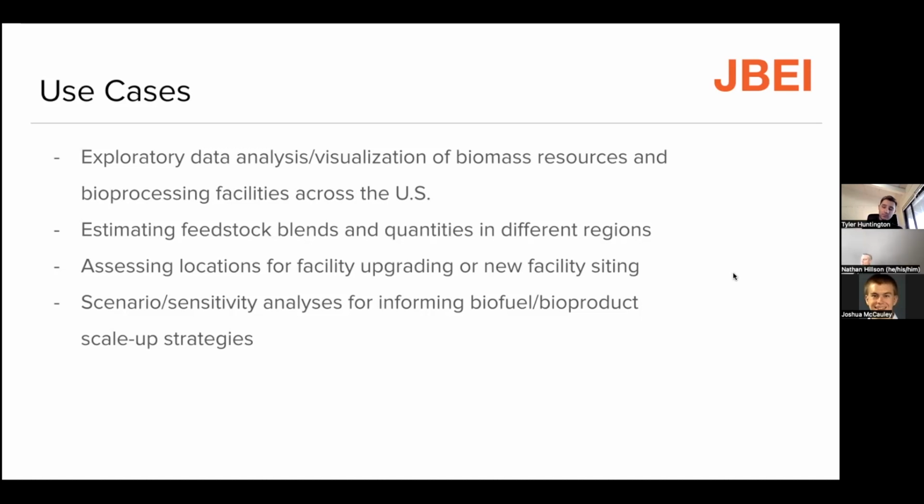Because I'm wondering, as we go to more and more of the distributed bioeconomy, there's going to be more and more compelling reasons to upgrade a facility.